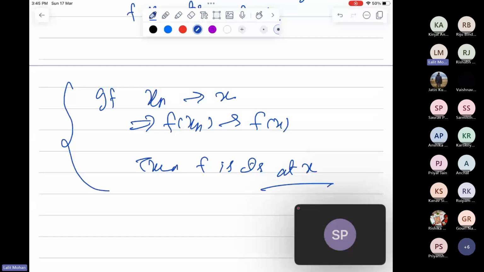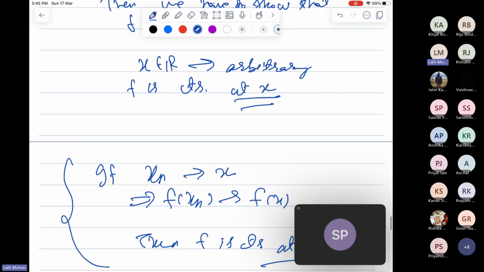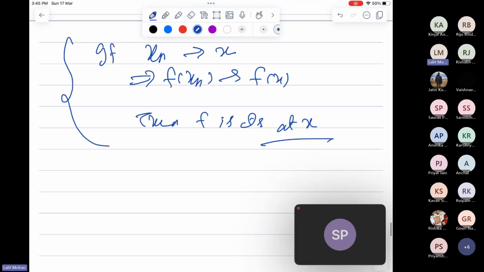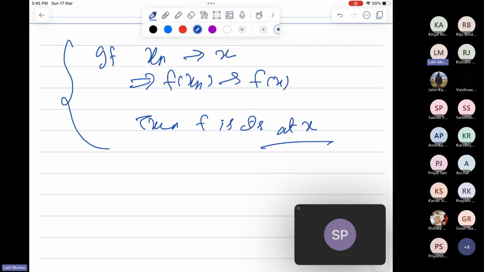The same things will hold for a metric space, even in a general metric space. So if you want to show that f is continuous at x, this is called the sequential criteria. You assume that xn converges to x, and then show that f of xn goes to f of x. It means f is continuous at x. This is the sequential criteria.